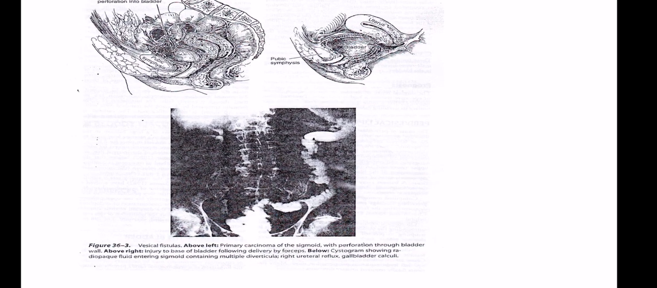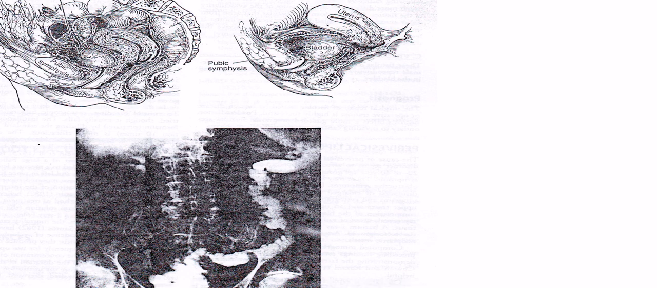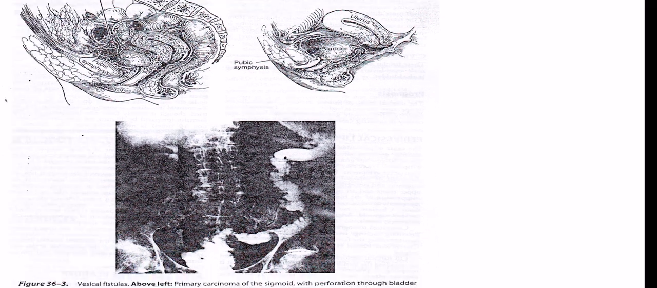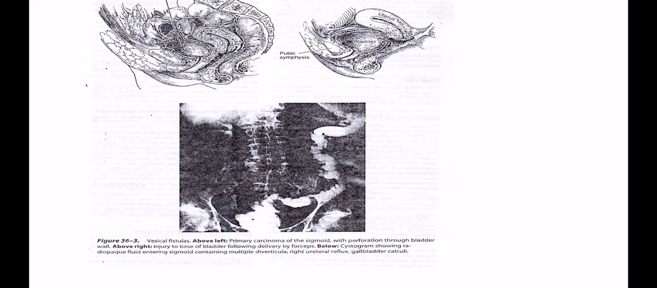These are types of fistulae. The first one, upper left, shows carcinoma of the colon, which opens into the urinary bladder, and there is a vesicocolic fistula. On the right, this one shows obstructed labor, and due to pressure necrosis on the upper vagina, there is an opening between the urinary bladder and vagina. It's called vesicovaginal fistula. The lower one is a radio-opaque cystogram, which shows the contrast ascending up into the intestine.